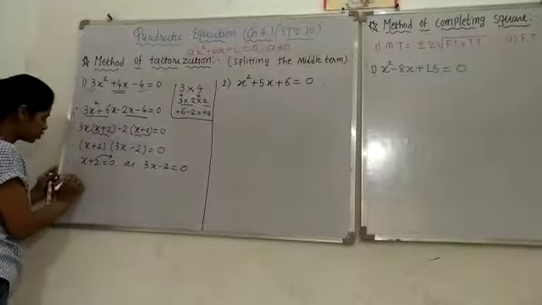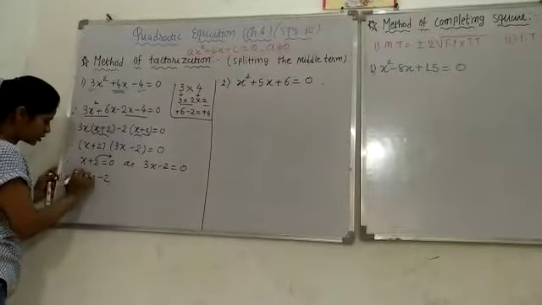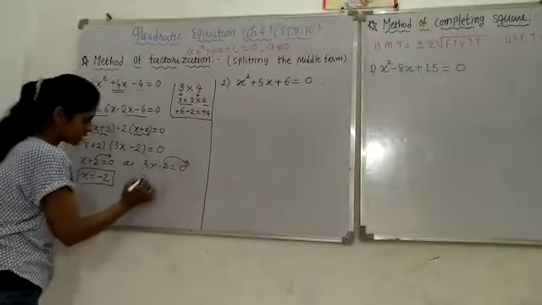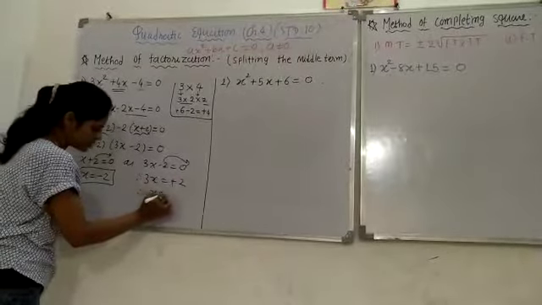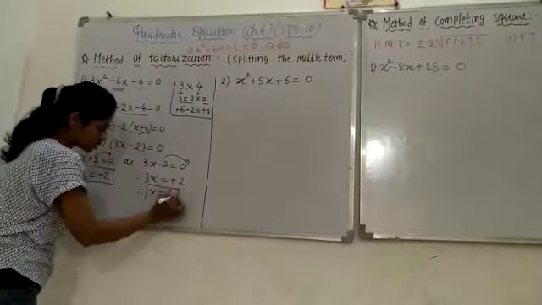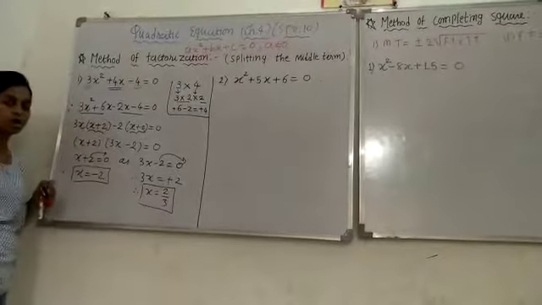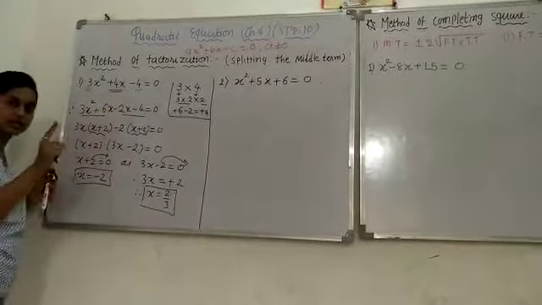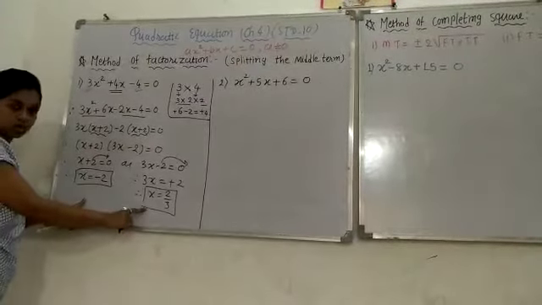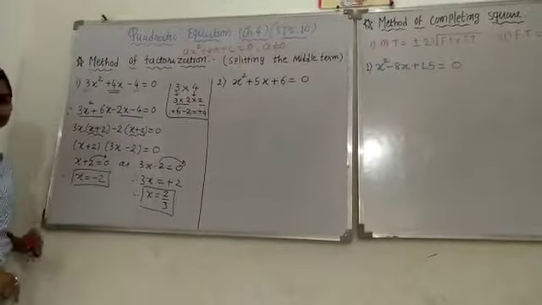Change the side of 2, so your x is minus 2. Here also change the side of 2, so 3x is equal to plus 2 and x is equal to 2 by 3. So these two are the solutions of the given quadratic equation by using splitting the middle term. So these two are the roots or solutions of the given quadratic equation.